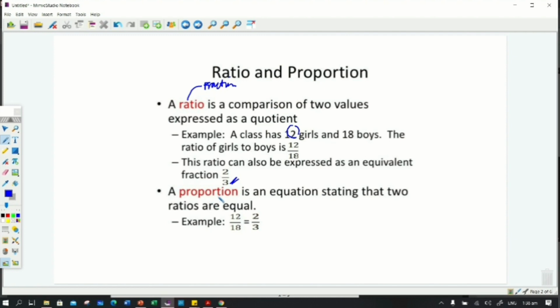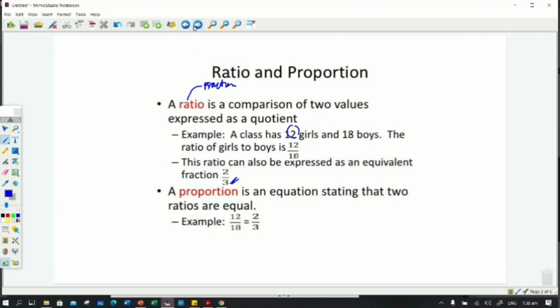Also, in my previous video, we discussed proportion. A proportion is an equation stating that two ratios are equal. Going back to our example, the ratio of girls to boys, 12 all over 18, is equal to its equivalent fraction, 2 all over 3. These two ratios are equal, and that is why we call them a proportion.